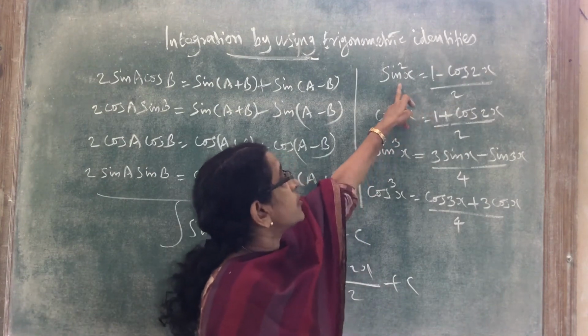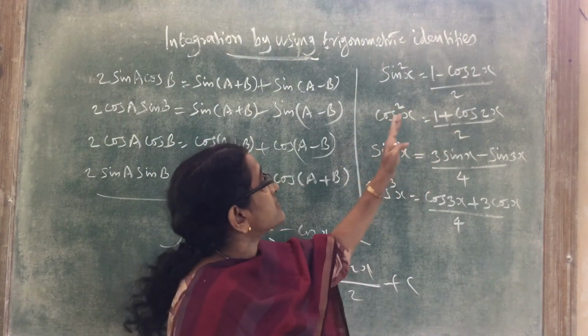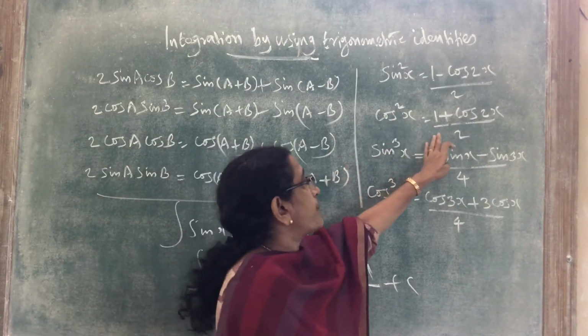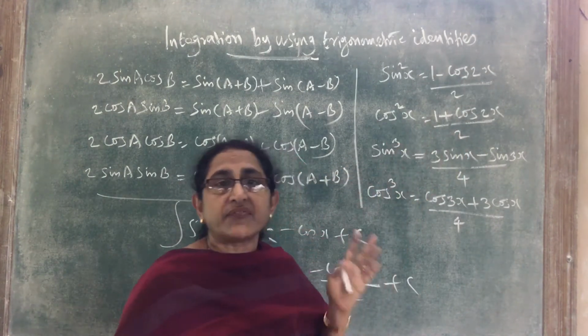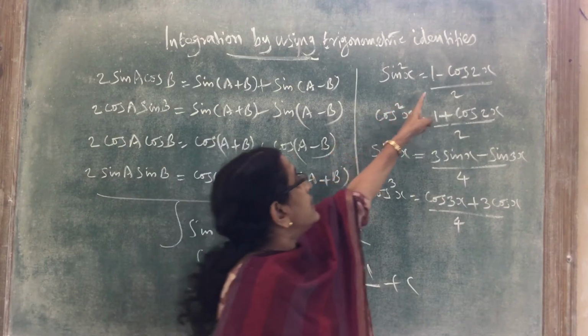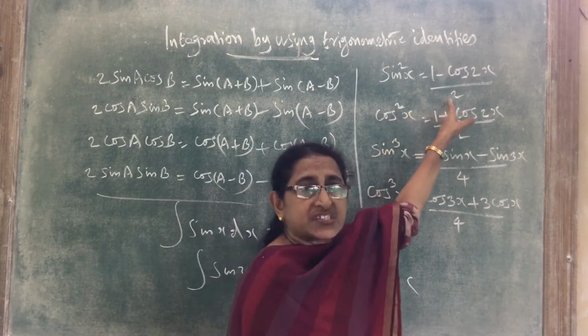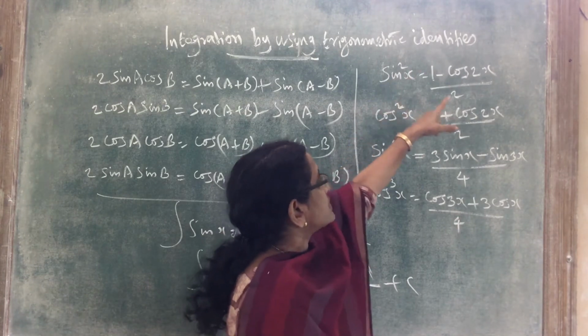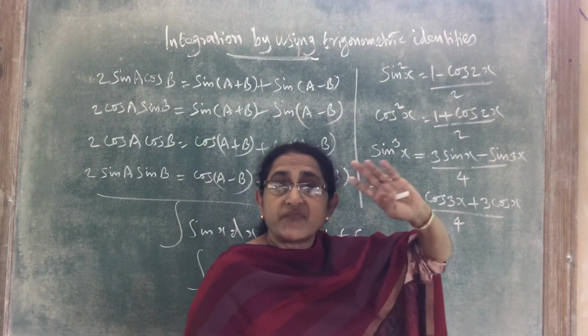First, instead of sin square x, write 1 minus cos 2x whole divided by 2. And for cos square x, we write 1 plus cos 2x whole divided by 2. Then we can find the integral, because on the right side 1 by 2 is a constant, and we can take it outside. If you use this formula to find the integral of sin square x, then the integration becomes very easy.